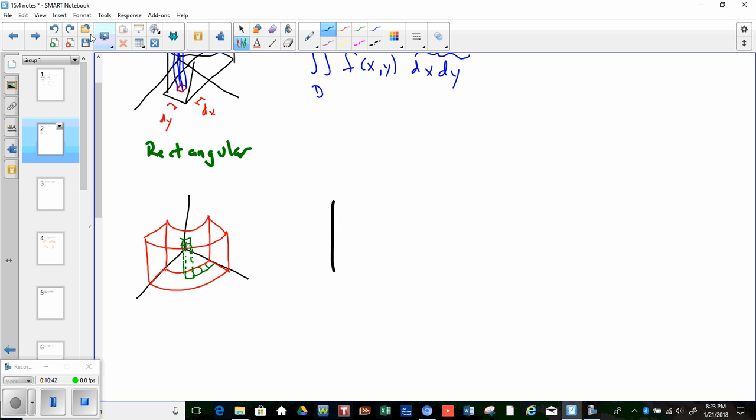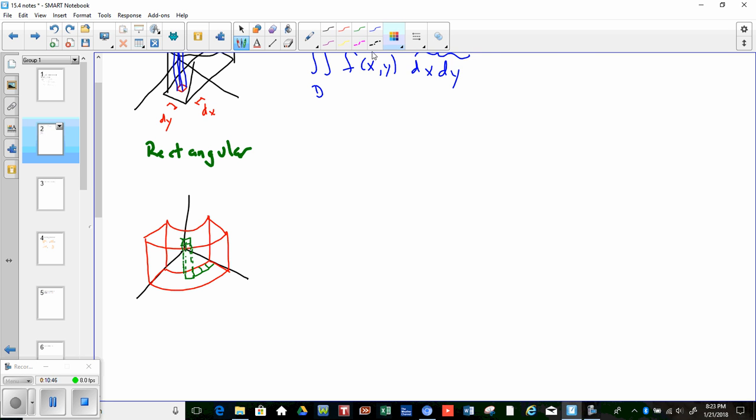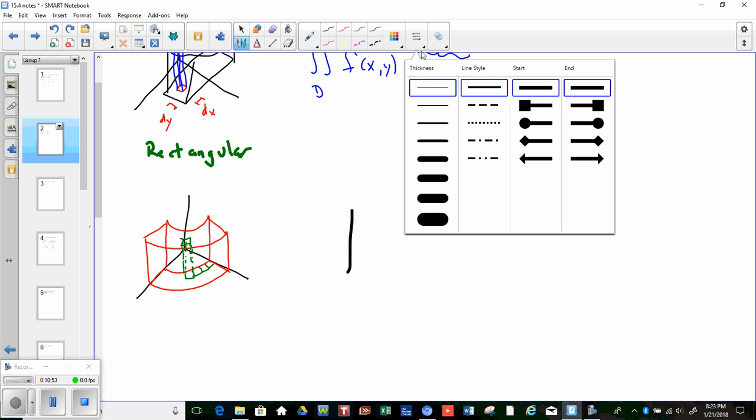Whoops. There I go again. I got to figure out how to change this thickness permanently. Whoops. Thought I did it. Guess not.